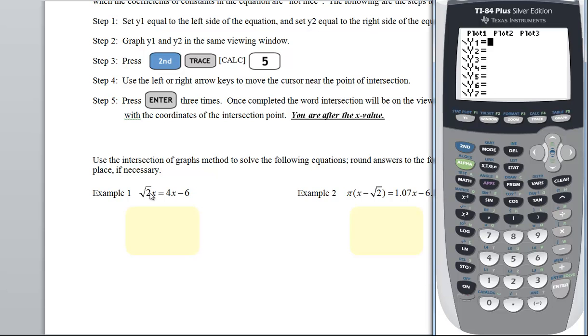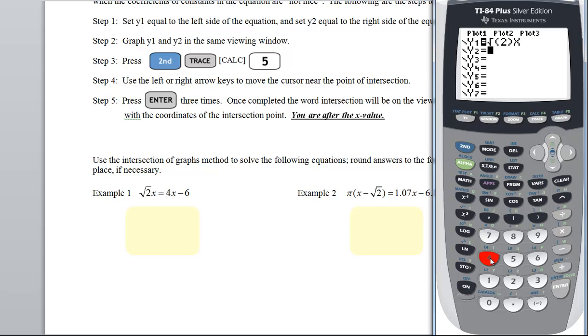So this is the left-hand side, and I'm going to put that in y1. So I've got second square root 2, close. If you'll notice, only the 2 is under the radical. It is not extended to cover x. So square root of 2 is just my coefficient. Let me type in x. So there's the left-hand side.